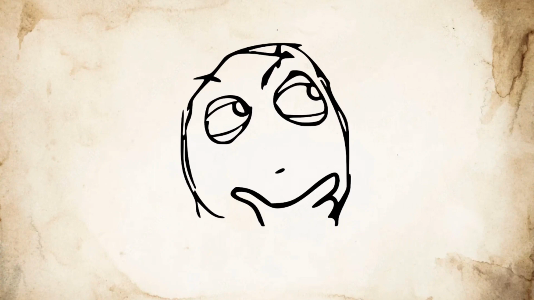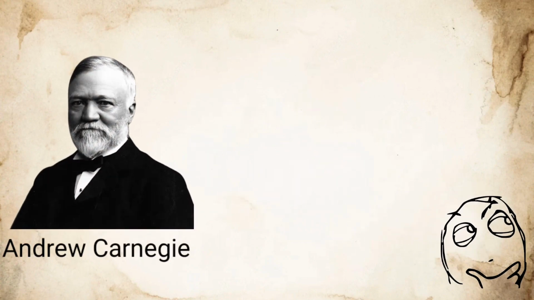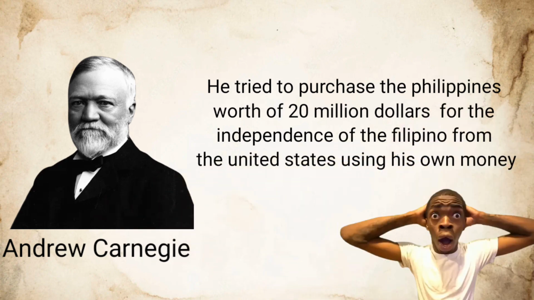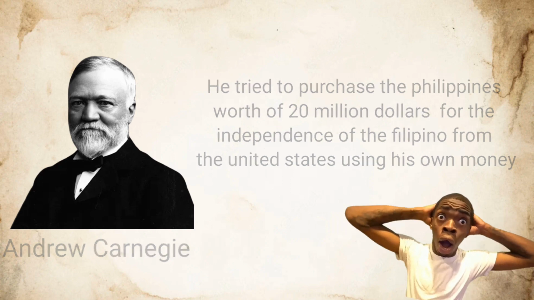Do you know Andrew Carnegie? He is one of the most important philanthropists and industrialists of his era. He tried to purchase the Philippines for $20 million. Yes, you heard it right, $20 million, for the independence of the Filipinos from the United States. And take note, this $20 million would have come out of the pocket of Carnegie himself.